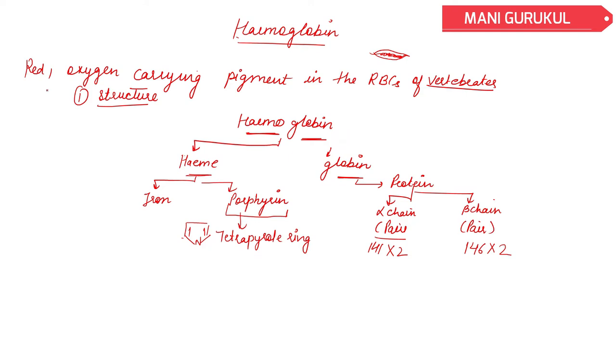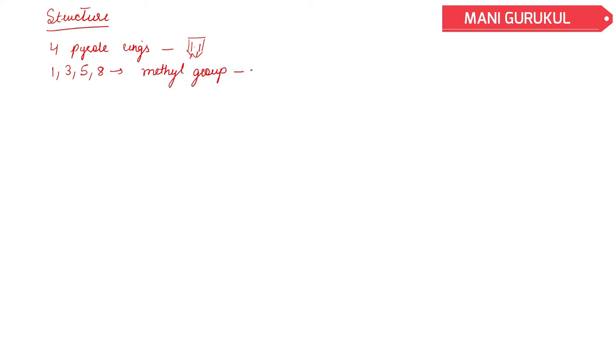So we will discuss the structure. In the structure, as you know, there are 4 pyrrole rings, with N present. Then on 1, 3, 5 and 8 positions, what do we have? Methyl group, which we will write as CH3. Then on 2 and 4 positions we have vinyl group.